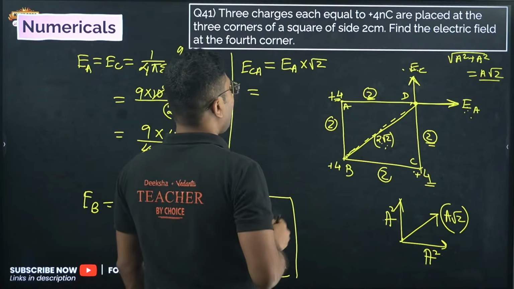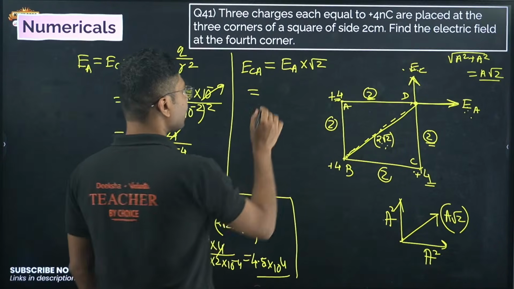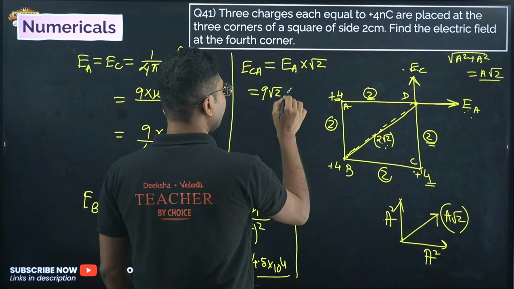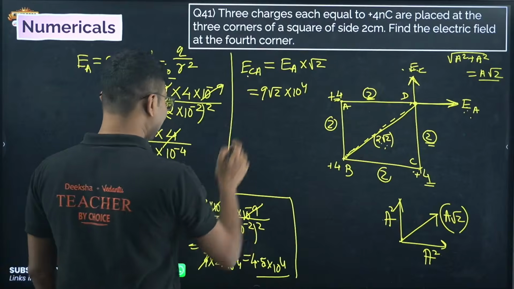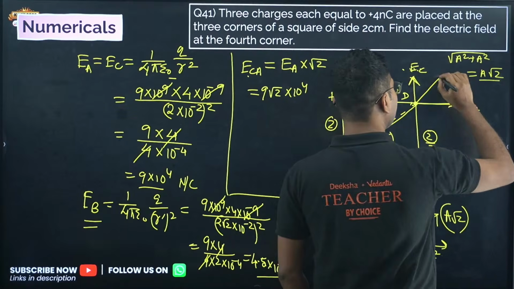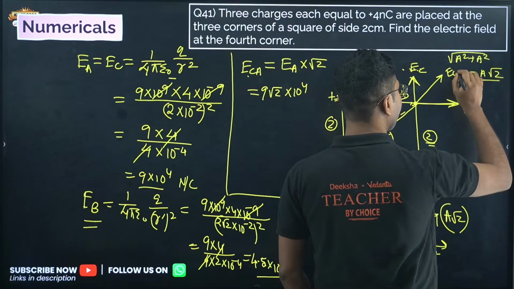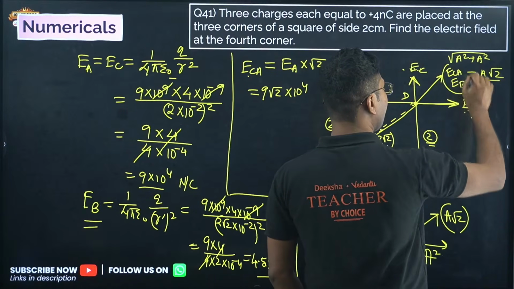Okay. Now EA is given by 9 into 10 to the power of 4, so it will be 9 root 2 into 10 to the power of 4. And now ECA and EB are in the same direction. ECA and EB both are in the same direction. So this is the direction of ECA. This is also the direction of EB. So these two are in the same direction.